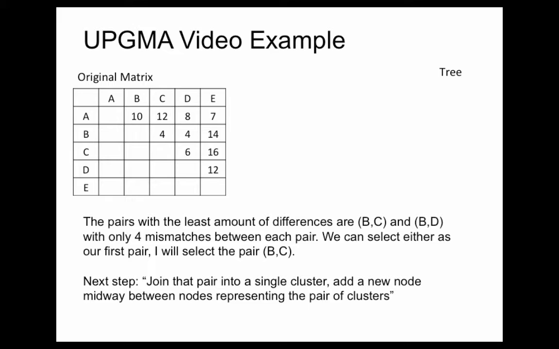If you want to be consistent, you can do it alphabetically. So C is smaller than D in the alphabet, but you can pick it at random and they're both technically correct for this algorithm.